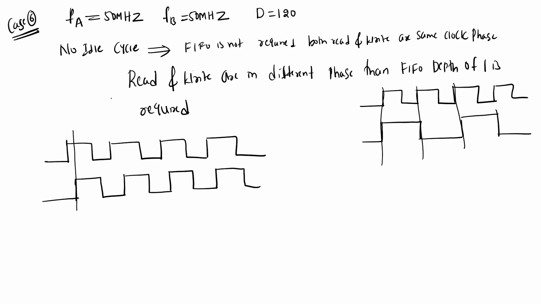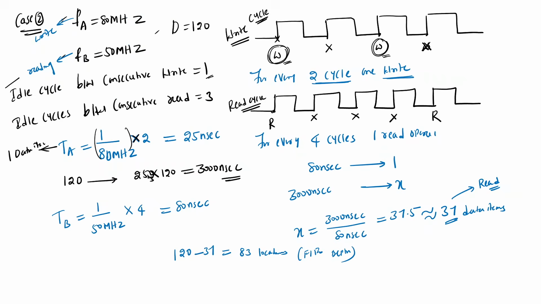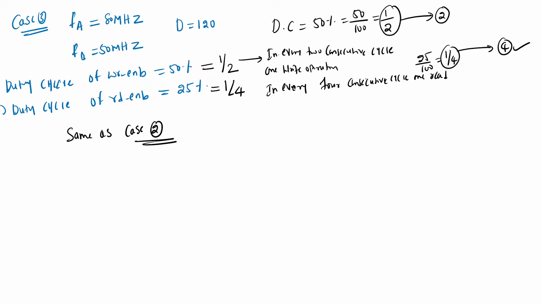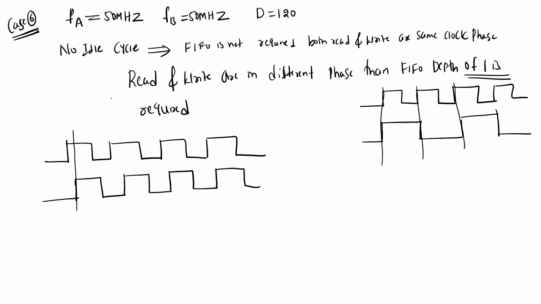If it is a different phase, a one depth FIFO is required. In the same clock itself, both are operating at the same frequency, which means synchronization is happening. There is no chance of data loss.